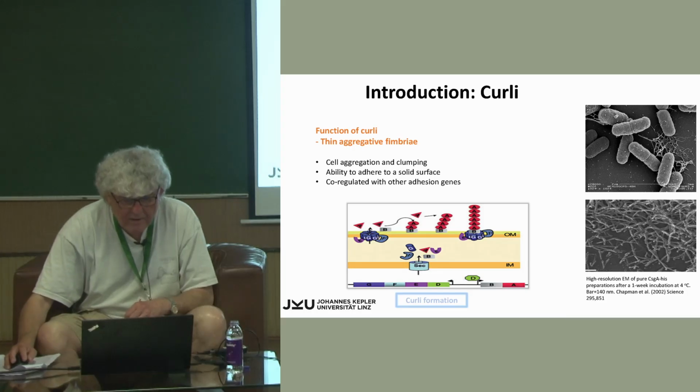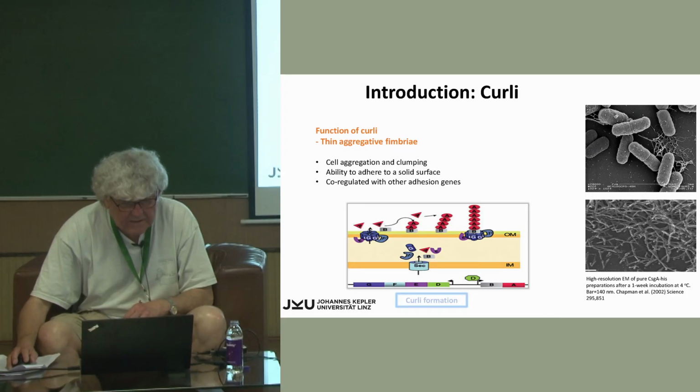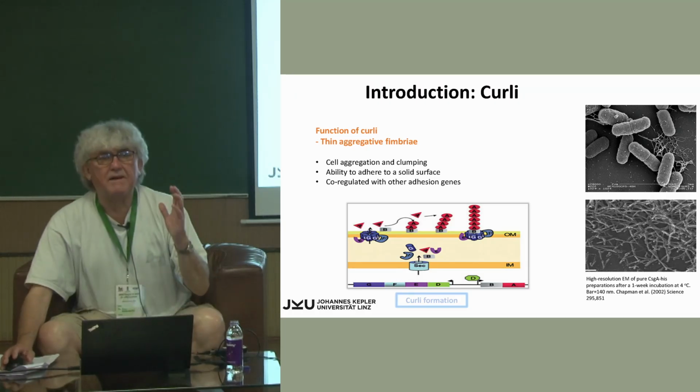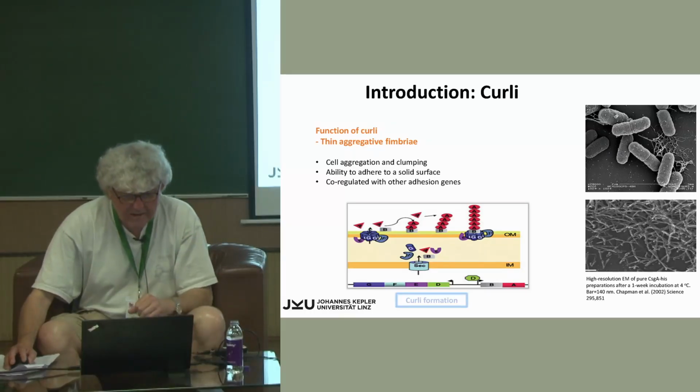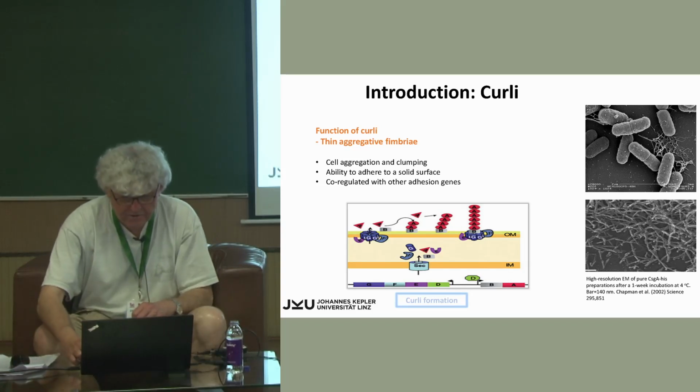And what they form then, what they develop on the outer surface, is fimbriae. So these curli proteins can associate to fimbriae, and you can see here how these fimbriae can really be long filamentous structures produced on the outer surface, which also eases the adhesion to surfaces.